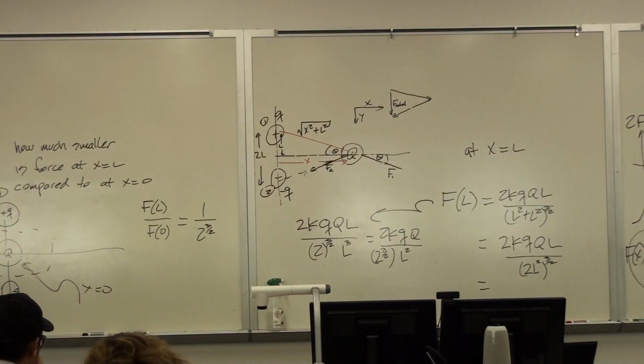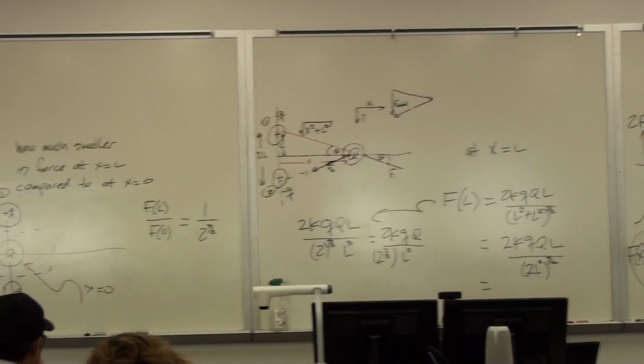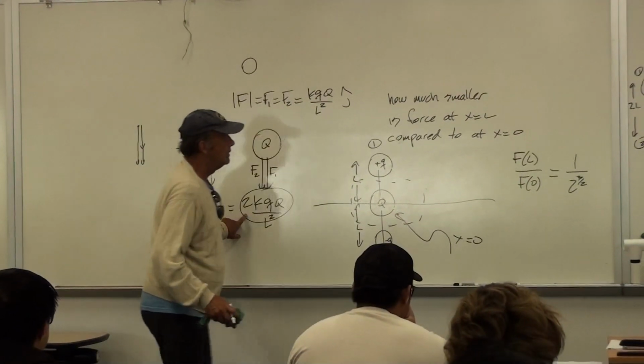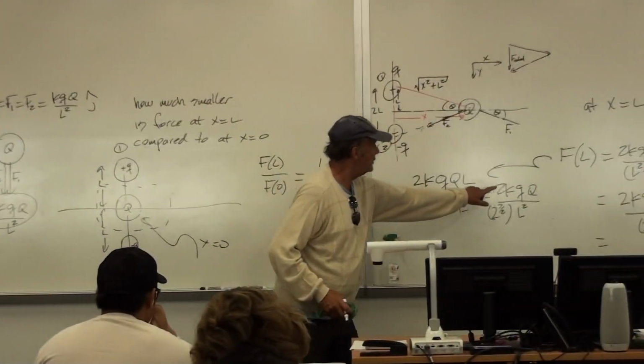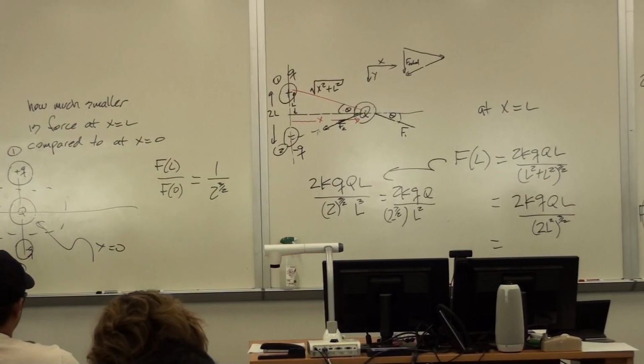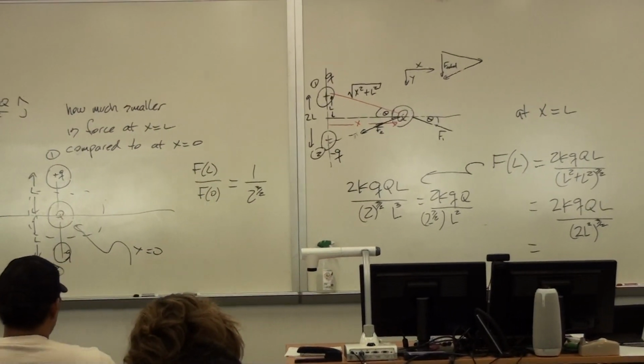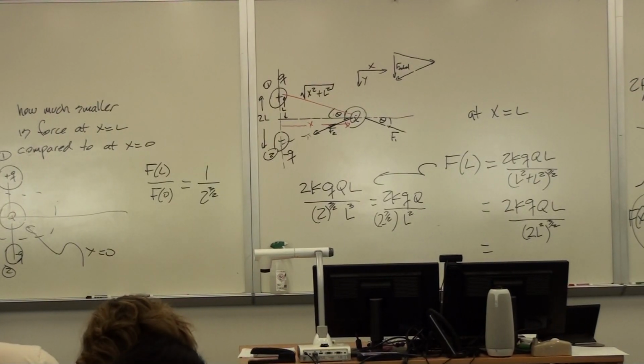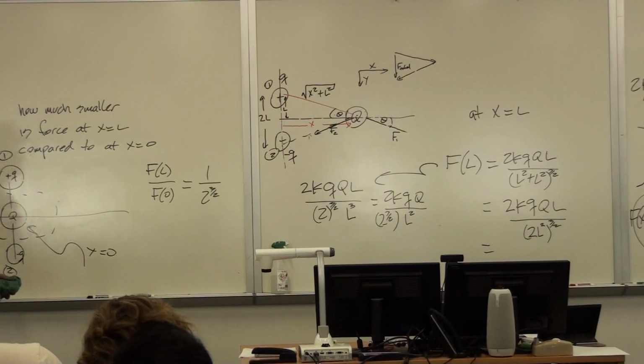Because everything else will cancel. Over here we have f of 0. Here we have f of L. We see everything's the same except for that 2 to the 3/2 power in the denominator. So that's how much less it is. Everything else cancels. Did I go through that too fast?